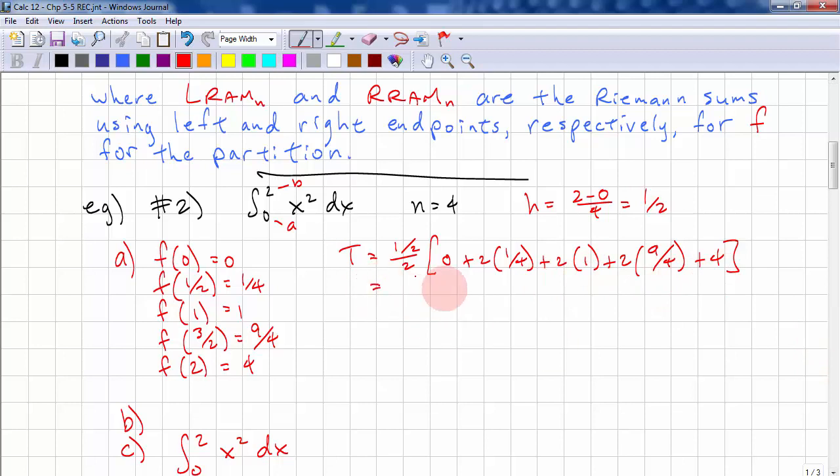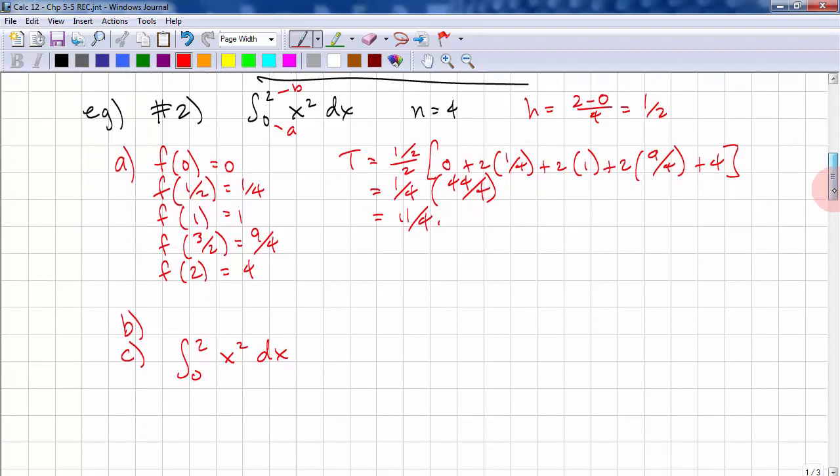And we do a bit of arithmetic, and we get 1/4 times 44 over 4. And this is just 11 over 4. Try the calculation yourself to make sure you can reproduce it.